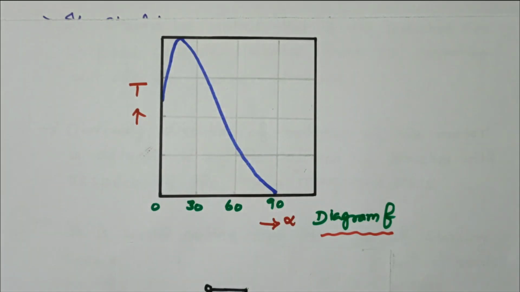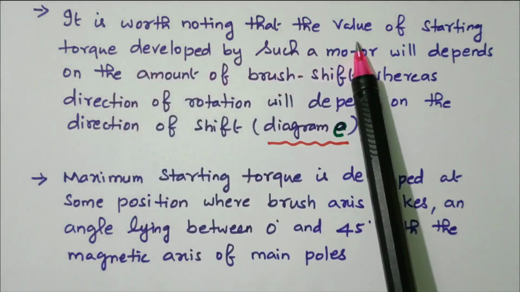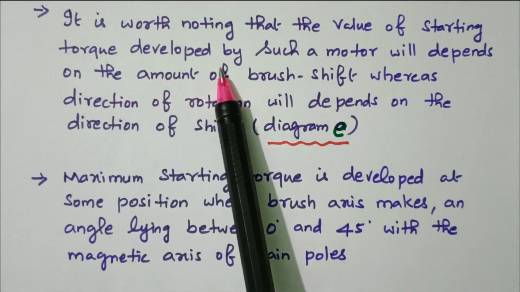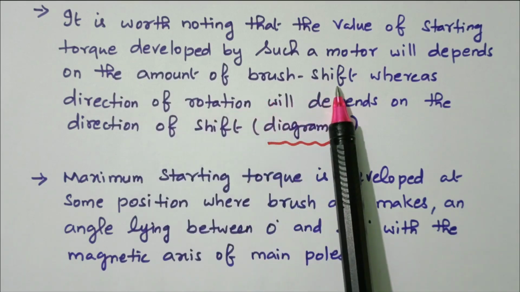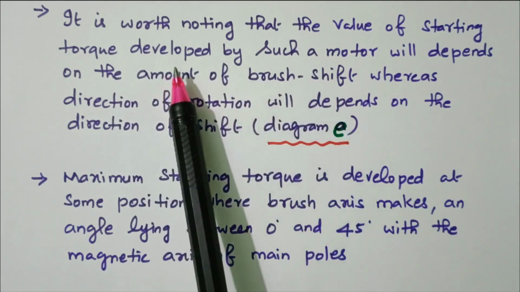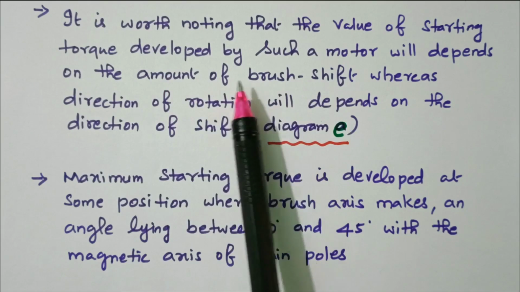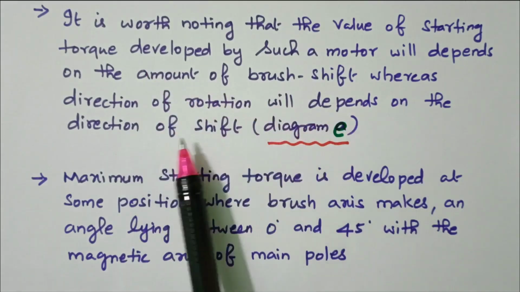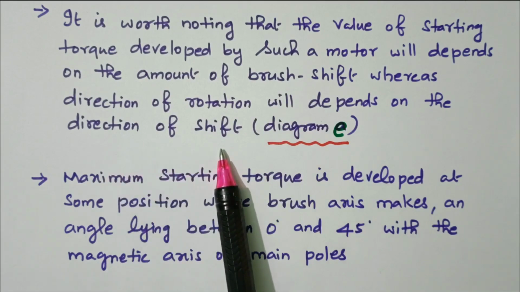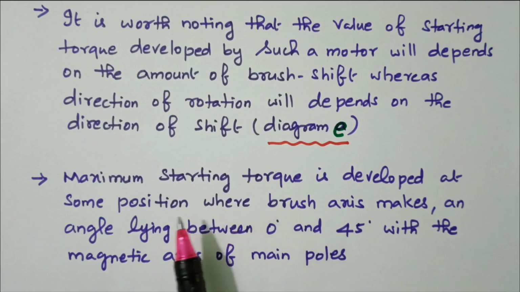Now we'll go to the description. It is worth noting that the value of starting torque developed by such a motor depends on the amount of brush shift. So the torque is purely based on the amount of the brush shift. How much the brush is shifted, that much torque is developed. Whereas the direction of rotation depends upon the direction of the shift. Direction of rotation and direction of shift are the same. That is what we refer to in diagram E.